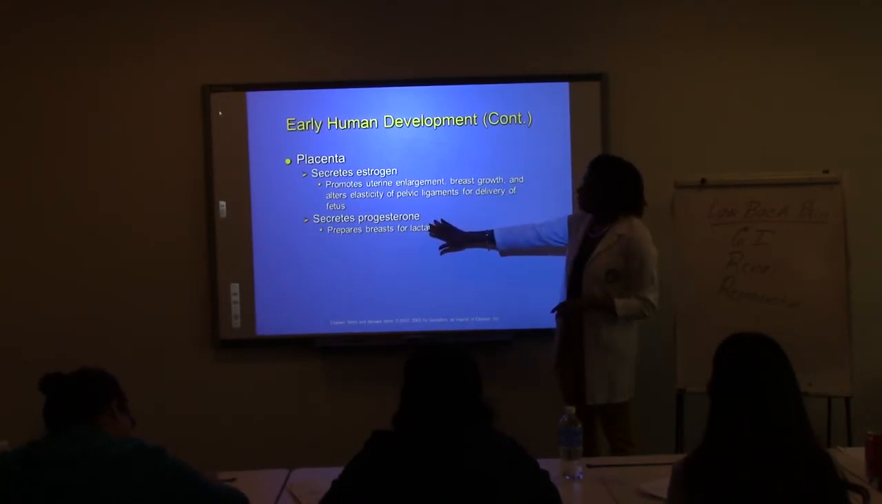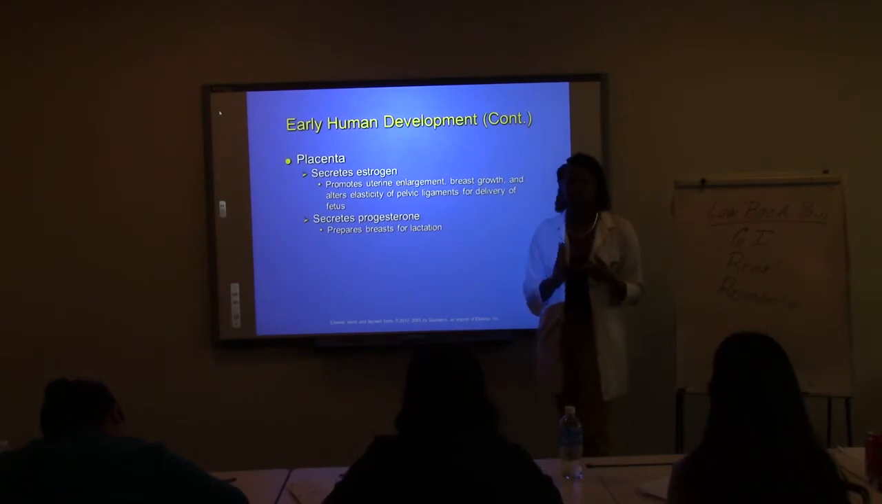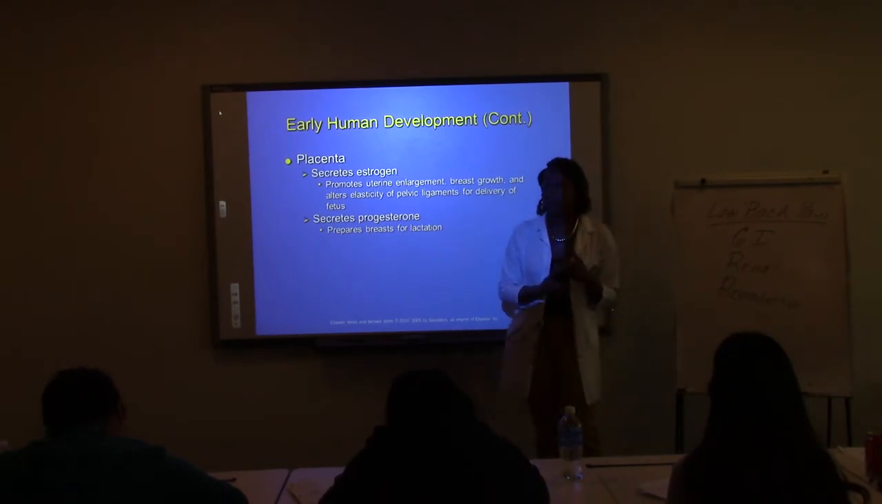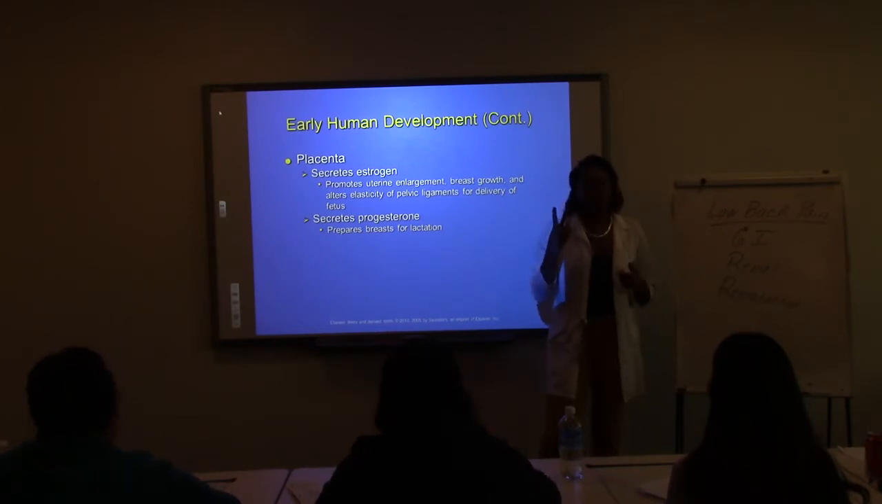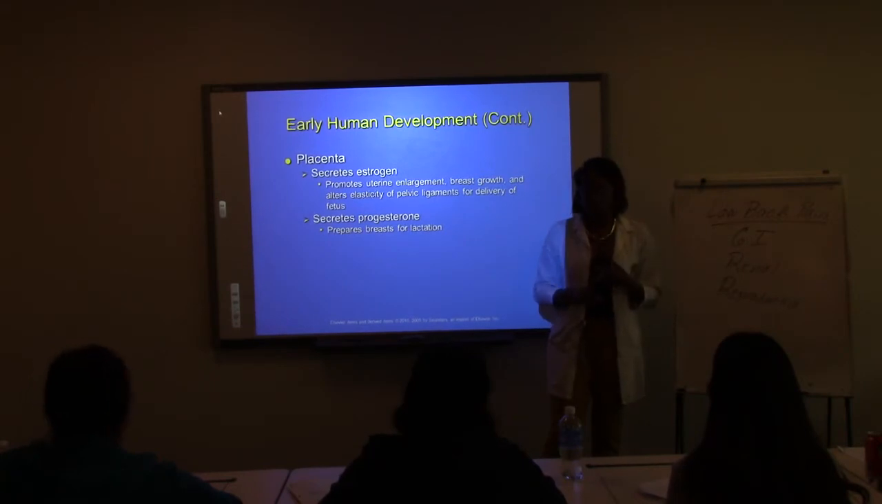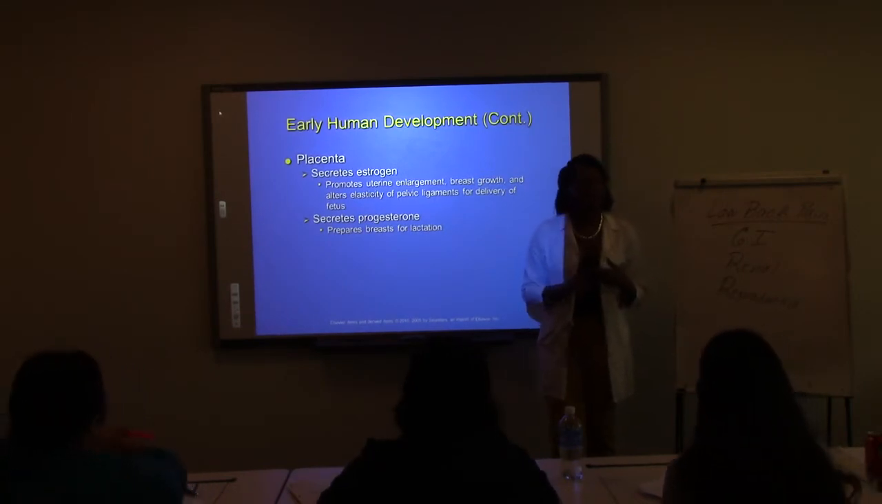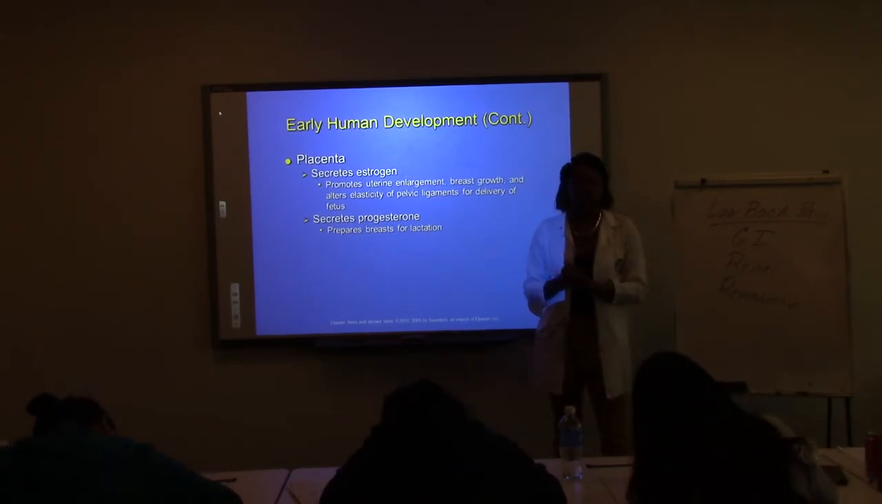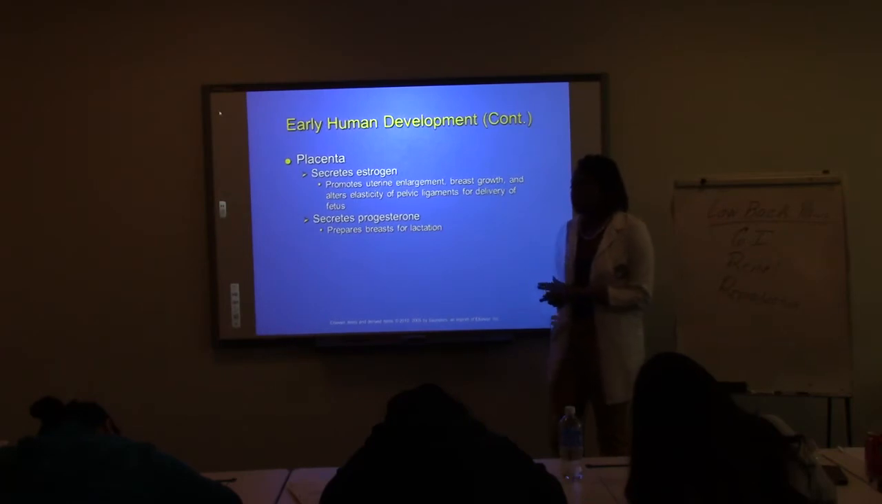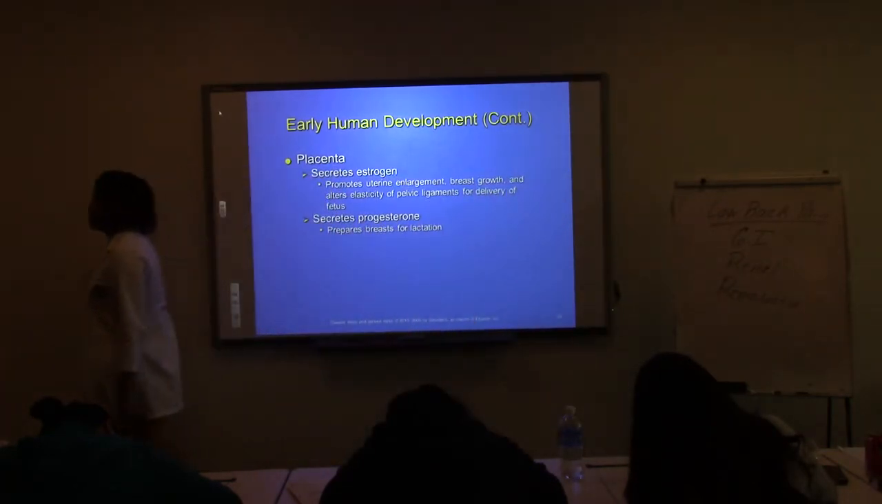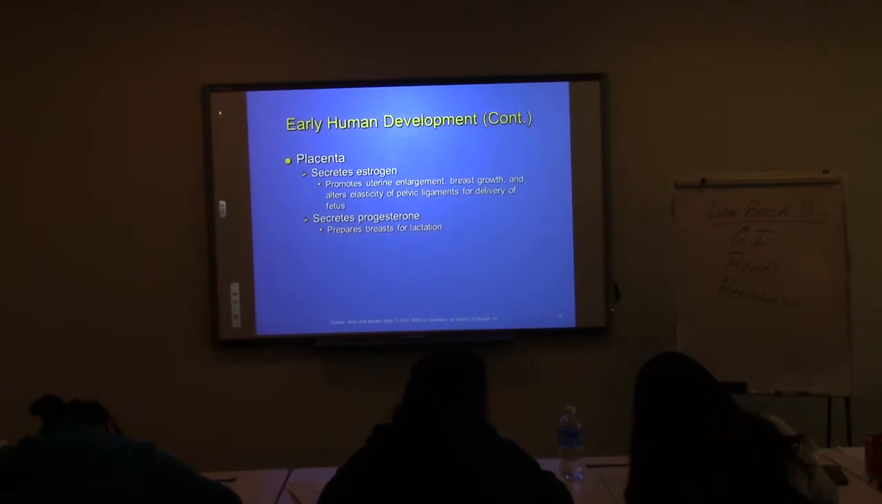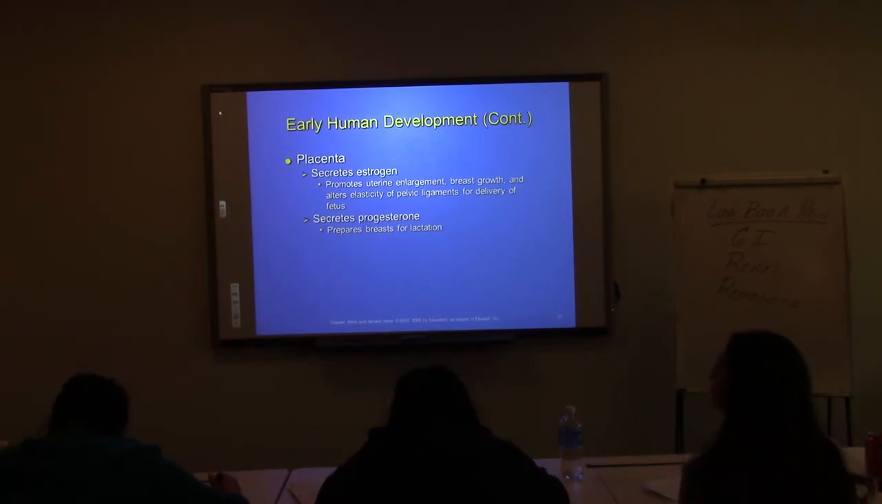And then progesterone. Progesterone helps prepare the breast for lactation. That's important to know as well. And to add to that, what other two hormones are important for lactation? Prolactin and oxytocin. Very good. So make sure you also add that prolactin and oxytocin are important for lactation. Prolactin produces the milk, and oxytocin lets the milk out.